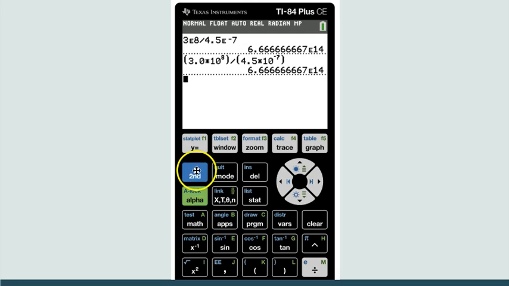I get that by pressing second and then the double E button right here. Two capital Es right next to each other. So that's where I find that button. If you don't use that button, that's fine. You can type it out, 3.0 times 10 to the 8 divided by 4.5 times 10 to the negative 7. However, you must use parentheses. If you don't use parentheses, you're going to get a different exponent, which may not seem like a big deal, but it will be the completely wrong answer.